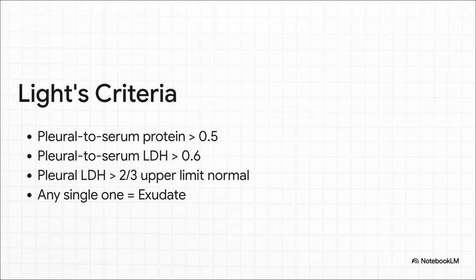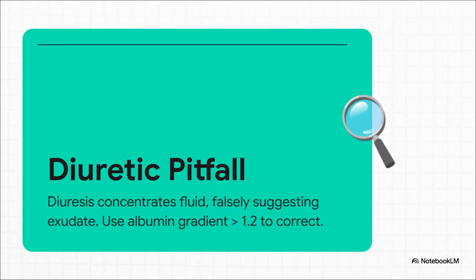Number 2, is the pleural to serum LDH ratio greater than 0.6? Or number 3, is the pleural LDH greater than 2/3 the upper limit of normal serum LDH? Here's the key. If even one of these is true, you are dealing with an exudate. But watch out, because there's a really surprising pitfall here.